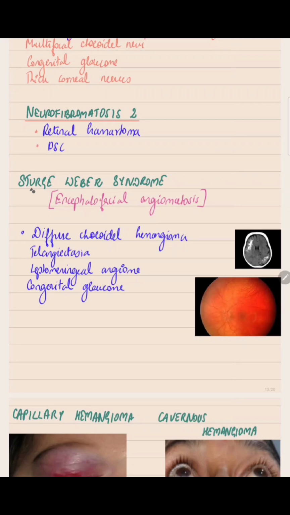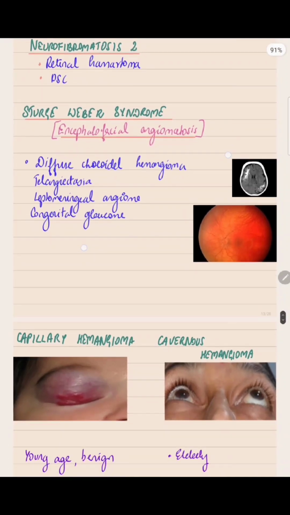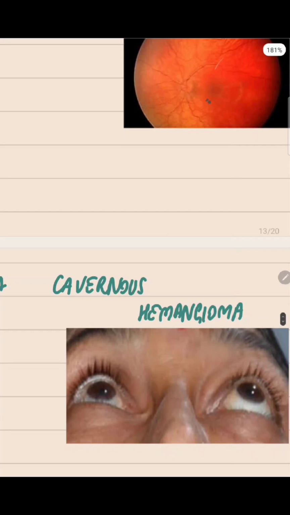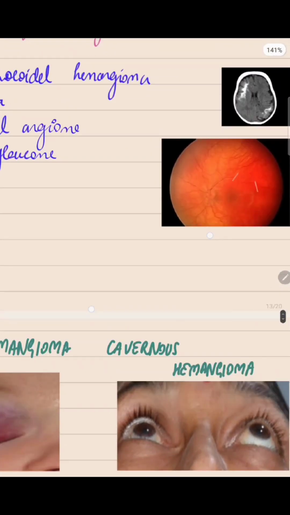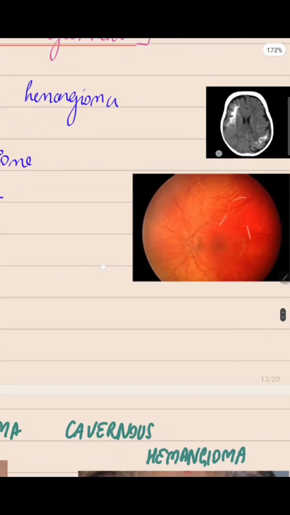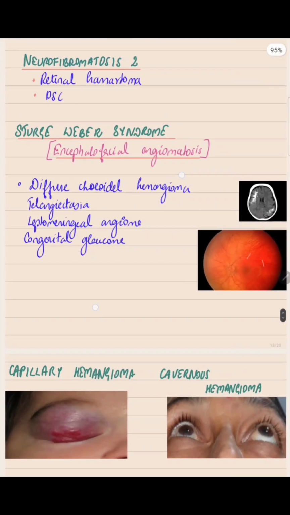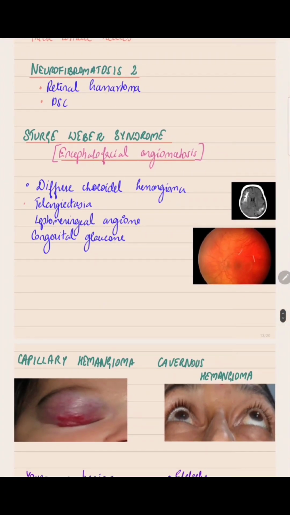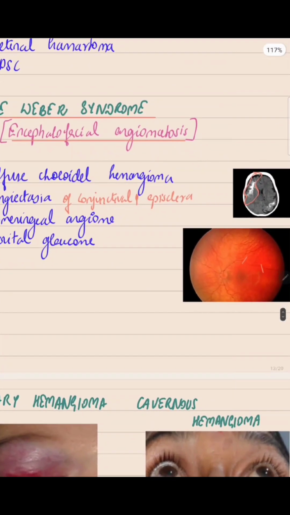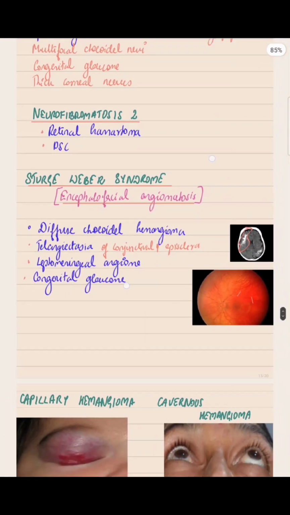In Sturge-Weber syndrome, that is encephalofacial angiomatosis, diffuse choroidal hemangiomas can be seen. This is a diffuse choroidal hemangioma here. In Sturge-Weber syndrome, there is diffuse choroidal hemangioma, telangiectasia of the conjunctival and episcleral vessels. Conjunctival and episcleral vessels telangiectasia, leptomeningeal angiomas can be seen, and congenital glaucoma can also be seen. That is Sturge-Weber syndrome or encephalofacial angiomatosis.